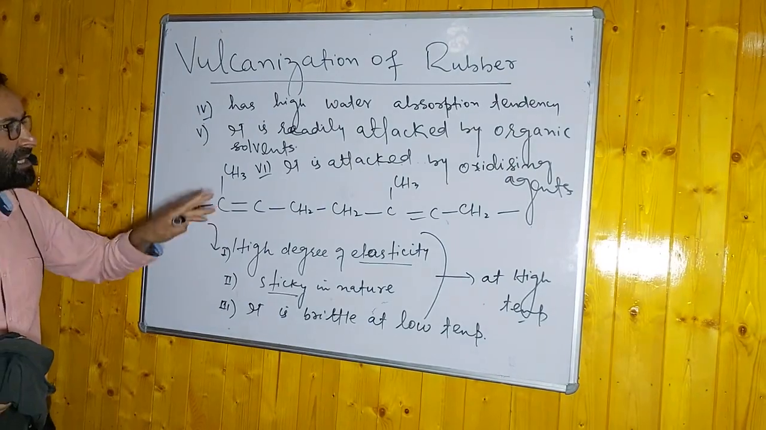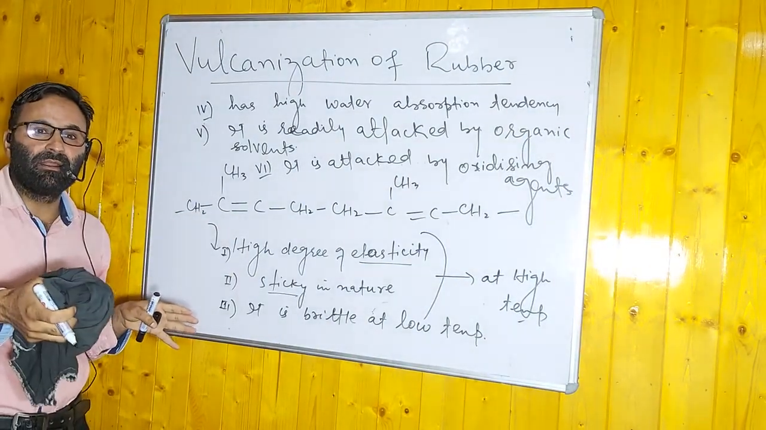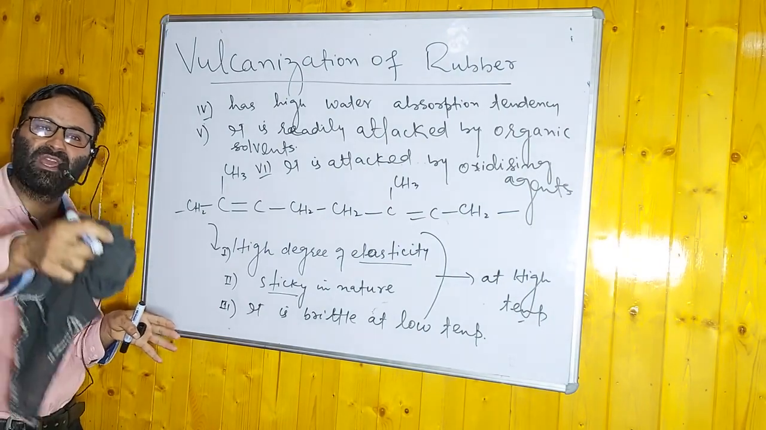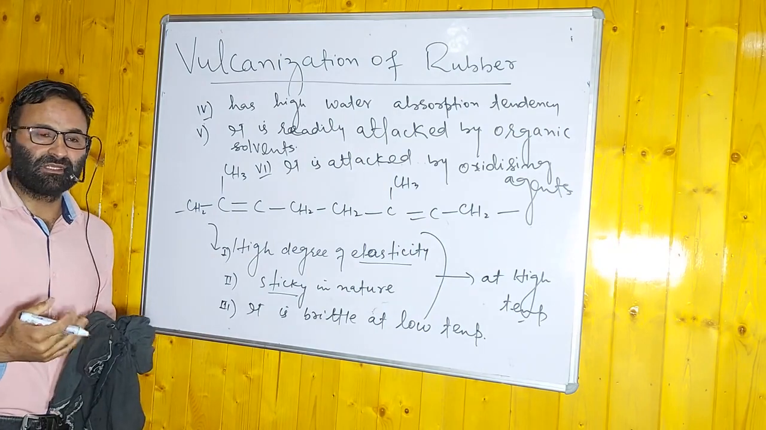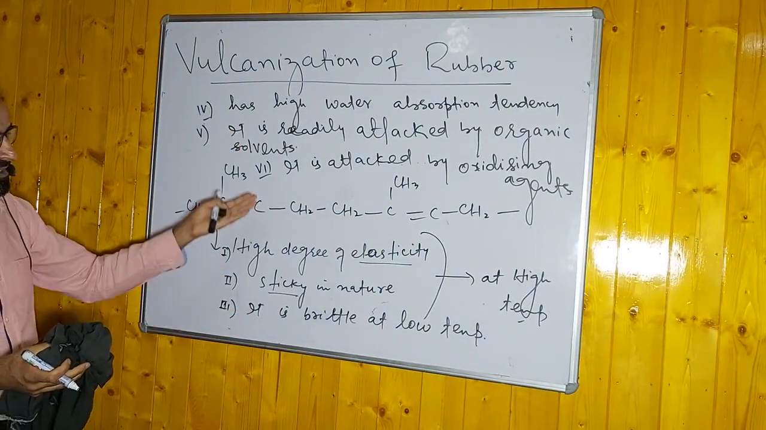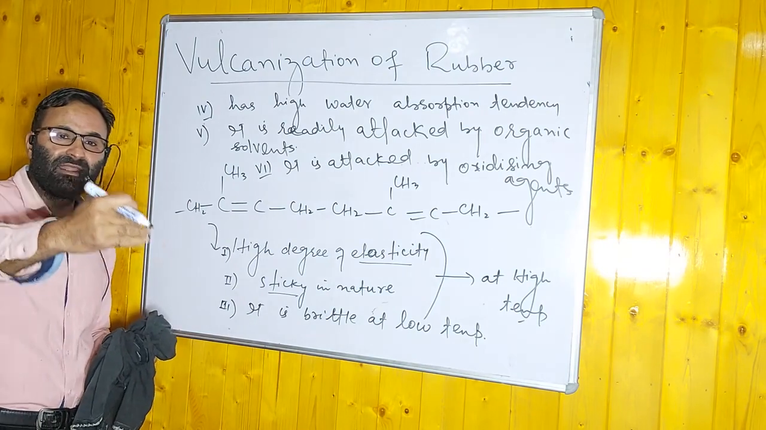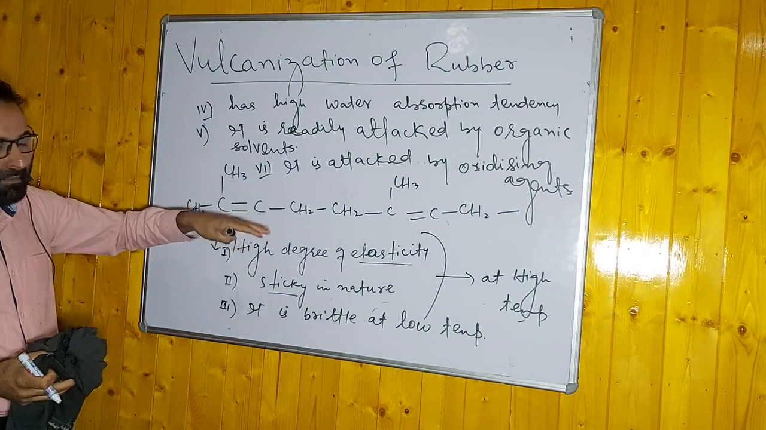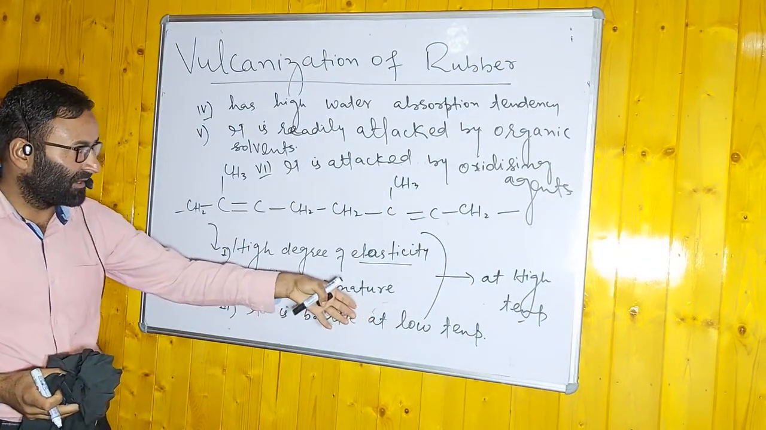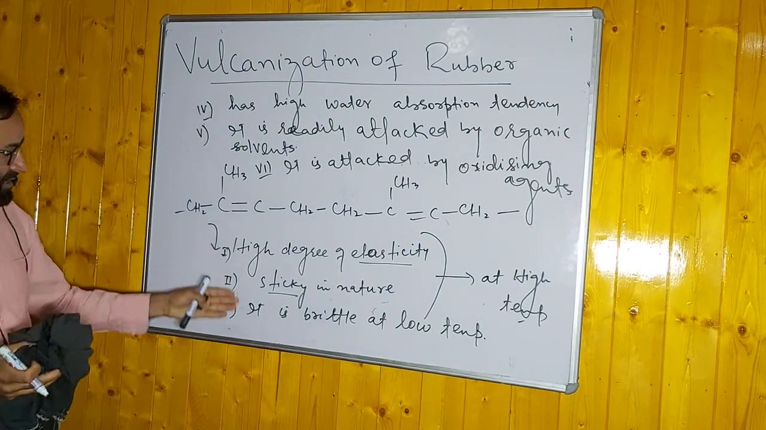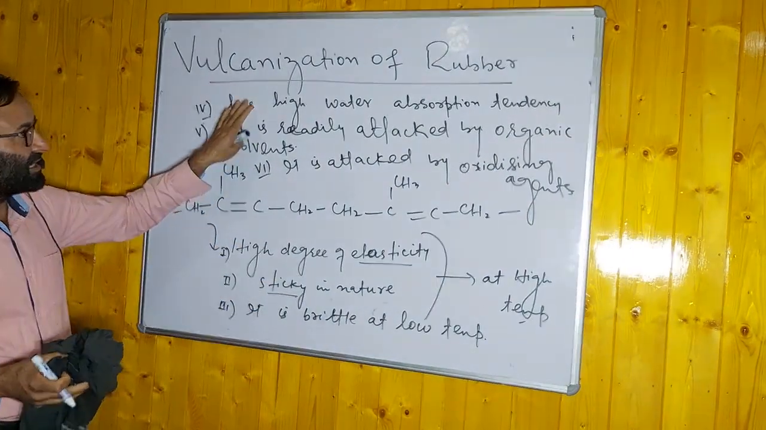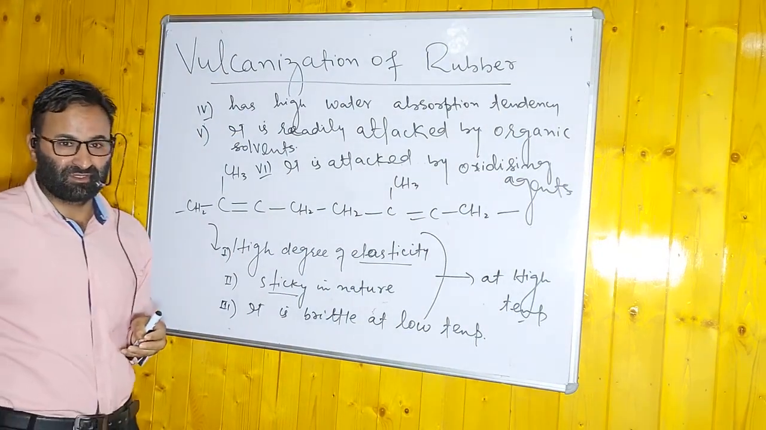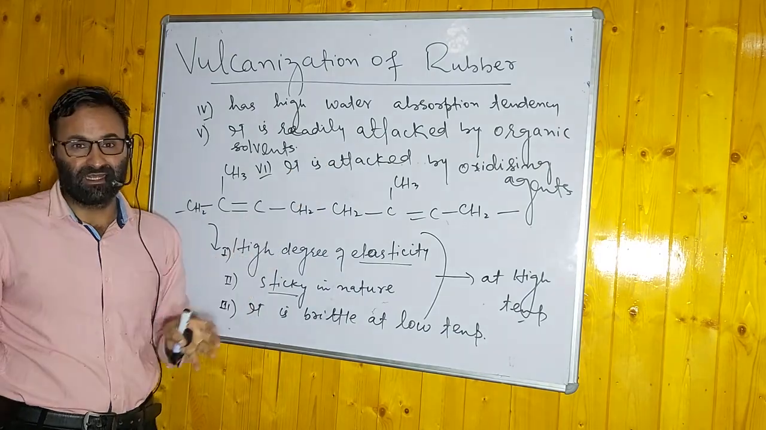To overcome these problems, natural rubber is subjected to the vulcanization process. First, you should know why we have to carry out vulcanization: in order to overcome these problems. Natural rubber has a high degree of elasticity and is sticky in nature. These two properties become even more at high temperature. It is brittle at low temperature. It has a high water absorption tendency because of double bonds. It is readily attacked by organic solvents, and it is attacked by oxidizing agents.